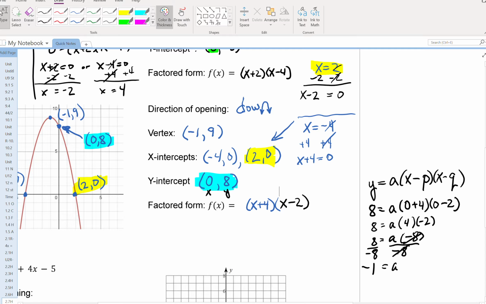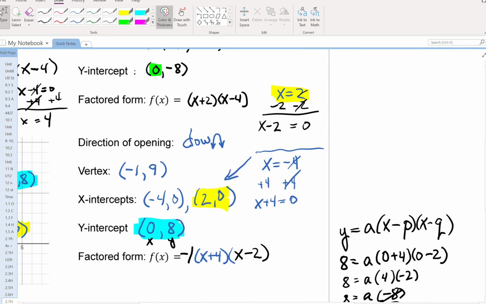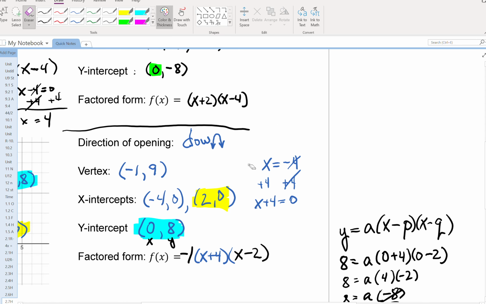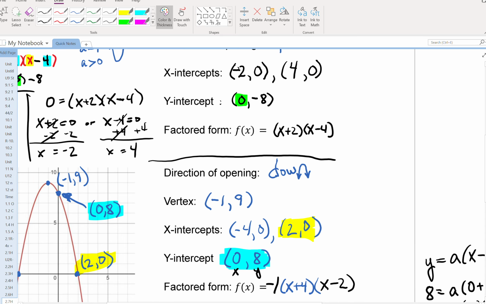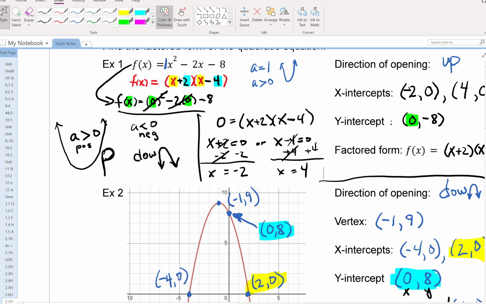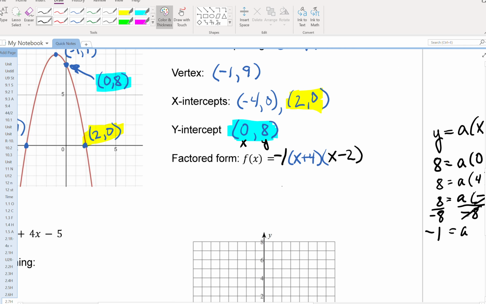And so then I can go back over here and write a -1 for my a value, which is consistent with what we said over here, that if a is positive, then it opens up, but if a is negative, it opens down. And so when we got that a equals -1, that is consistent with the fact that this opens down.